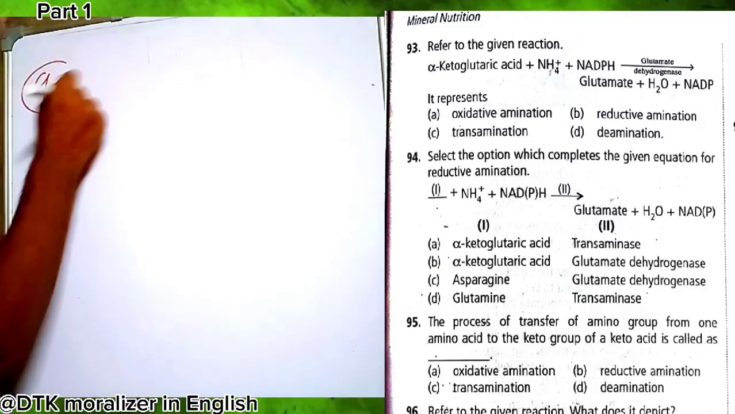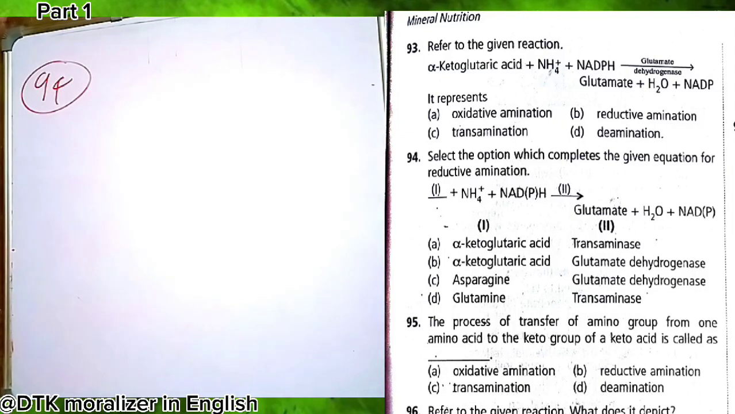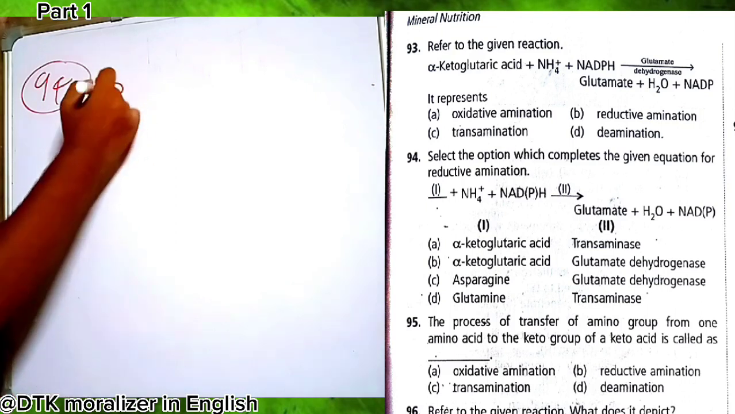Select the option which completes the given equation for reductive amination. Ammonium plus NADPH2, glutamate, H2O, NADP. Here, first is alpha ketoglutaric acid, then glutamate dehydrogenase. So option B.